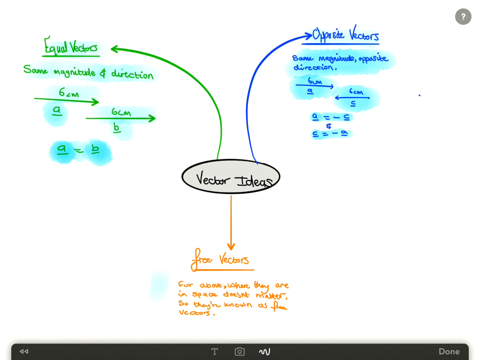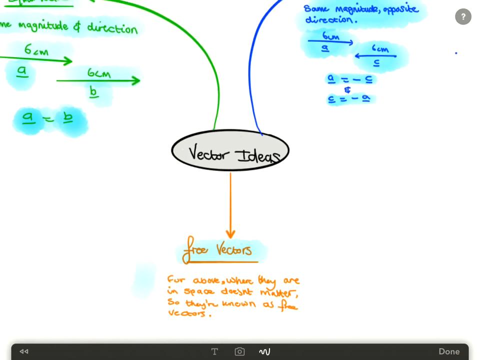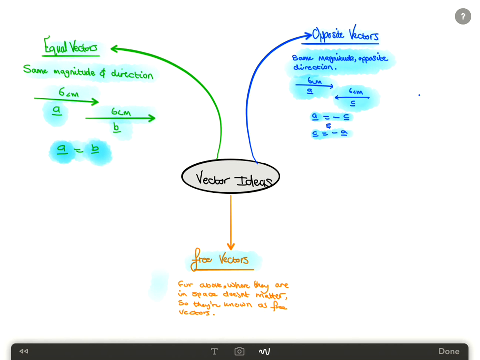Finally then, we have free vectors. For both of the above types of vectors, equal and opposite, where the vectors are in space does not matter. What this means is the vectors are known as free vectors. Later on we're going to come across position vectors where their location in space does matter, but for now we just need to think about vectors as being in any position in space.